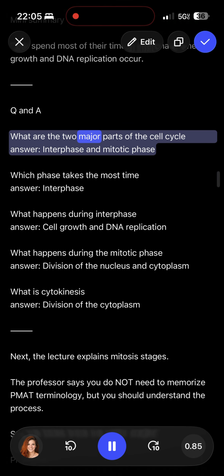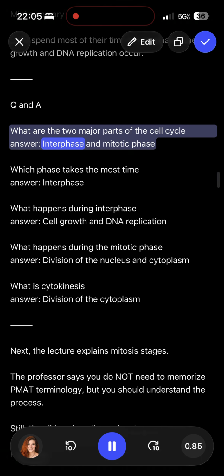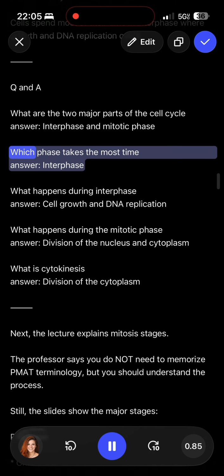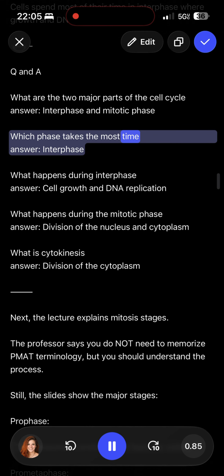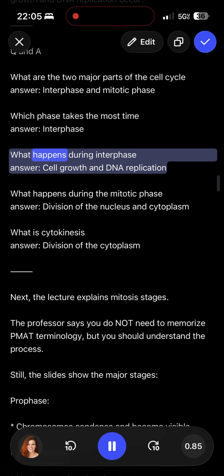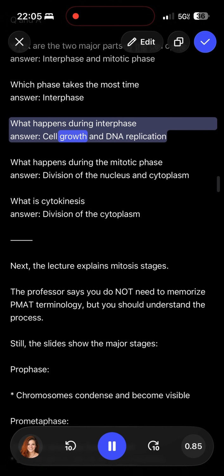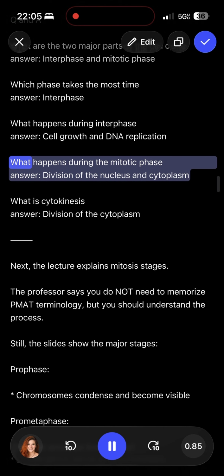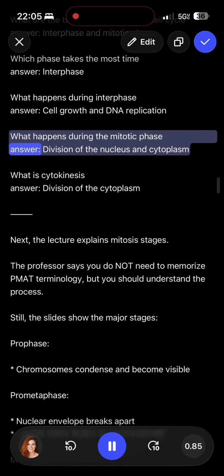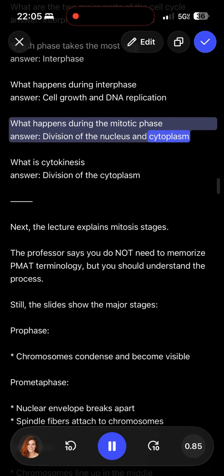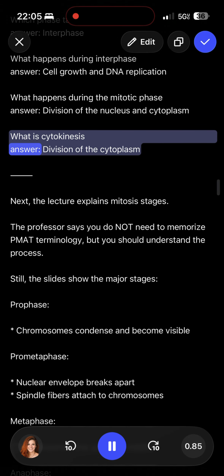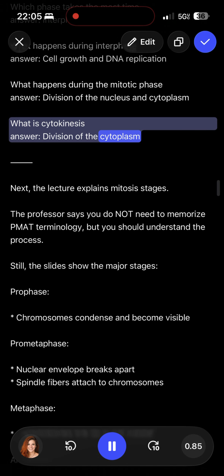Q&A. What are the two major parts of the cell cycle? Answer: interphase and mitotic phase. Which phase takes the most time? Answer: interphase. What happens during interphase? Answer: cell growth and DNA replication. What happens during the mitotic phase? Answer: division of the nucleus and cytoplasm. What is cytokinesis? Answer: division of the cytoplasm.